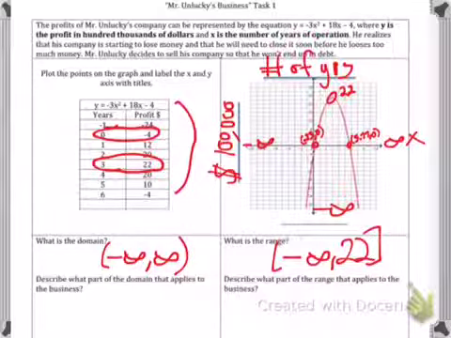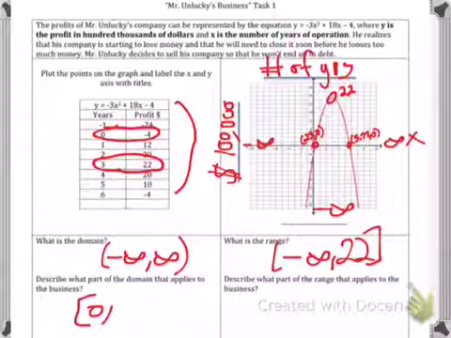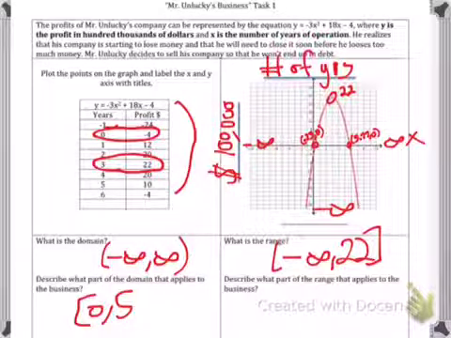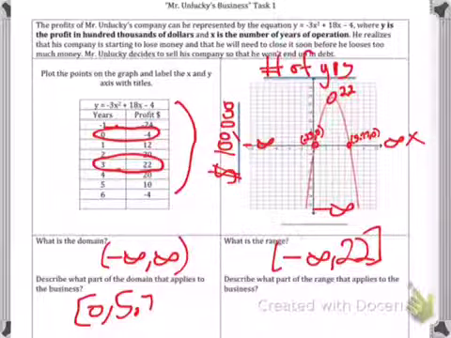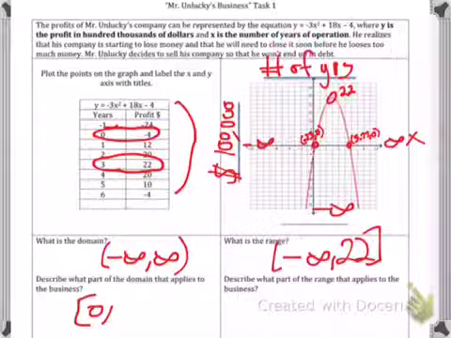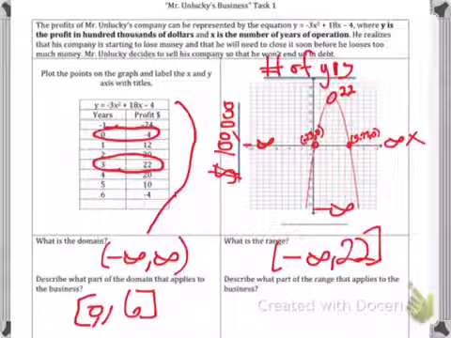Describe what part of the domain applies to the business. Alright, so the part of our domain that's going to apply to the business would be from 0 years to 5.77 years, or let's just call that from 0 to 6 years. So that's from 0 years to 6 years.